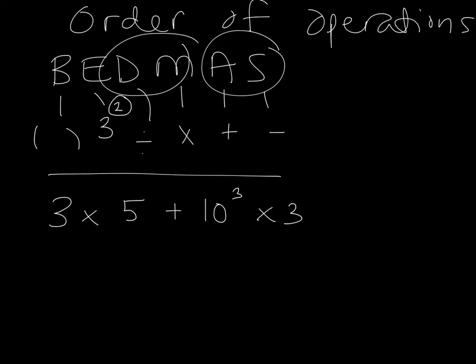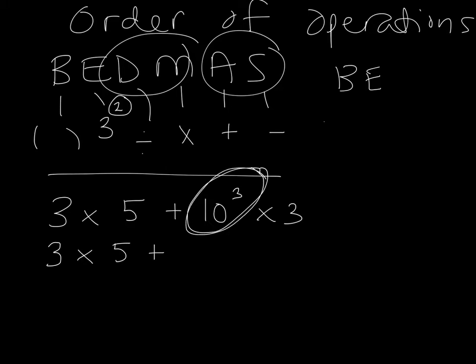Okay, so a possible question could be 3 times 5 plus 10 to the power of 3 times 3. So what we do is we see, okay, is there a B? Are there brackets in this question? No. So we can just go to the next one, which is E. Are there exponents? Yes, there are, right here. So what we would do is we would continue, so rewrite the next line as we see it, 3 times 5. But when we get to the 10 to the power of 3, we just solve it.